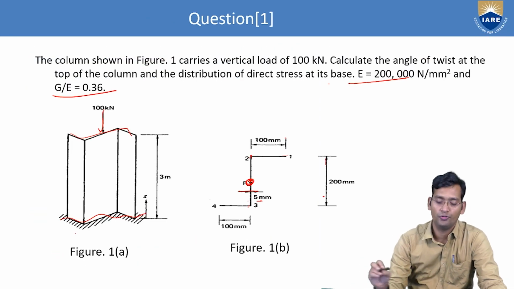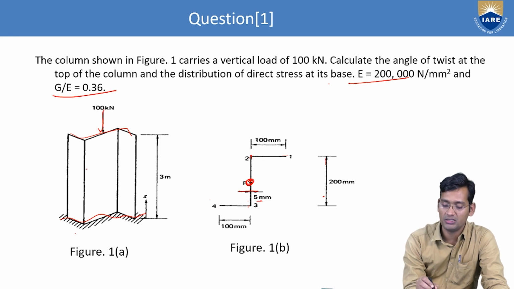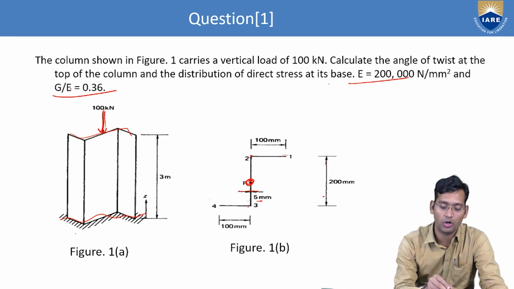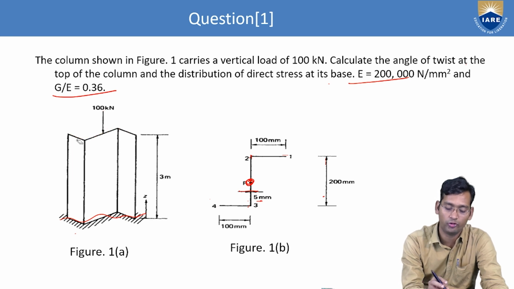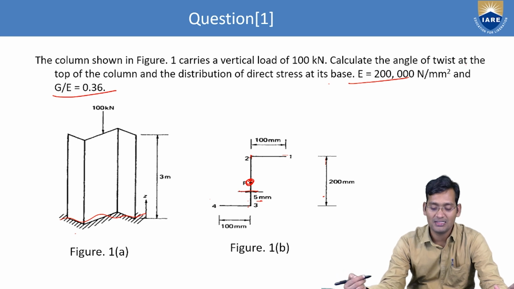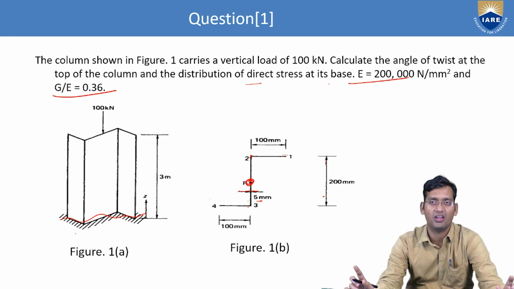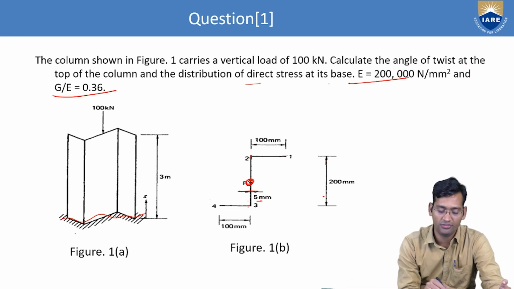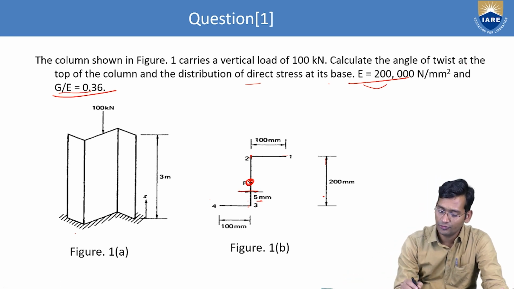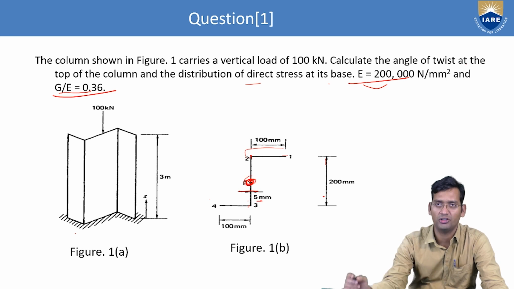So the question is, a vertical column is given, which carries a load of 100 kilonewton. Calculate the angle of twist at the top of the column, that is, at the upper surface, how much angle of twist will be there. Next, find the direct stress sigma z at its base. For that, E is given and the G by E value is given. Now you see from here, this R, center of twist, and this value coincide, and this dimension is given.